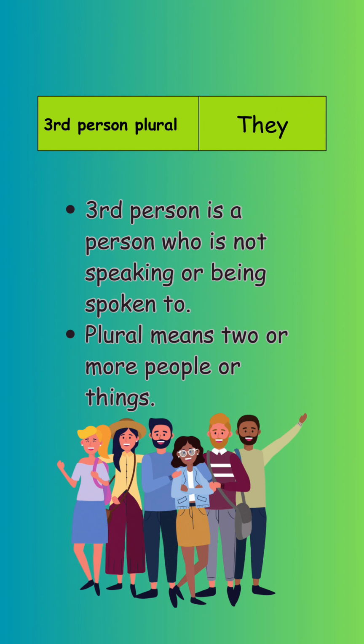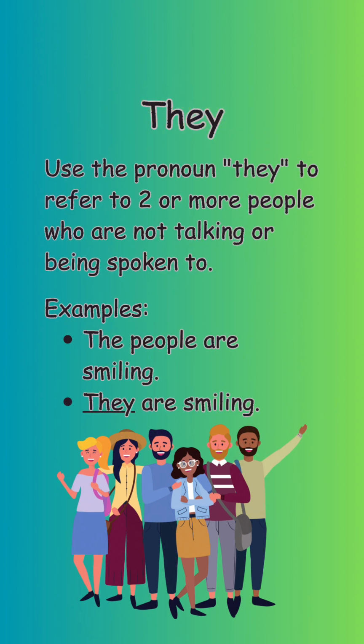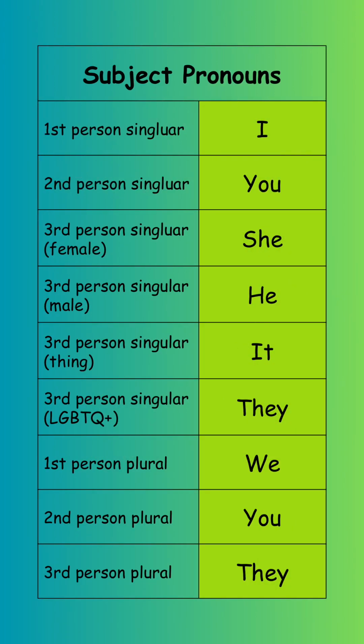Third person plural, they. Third person is a person who is not speaking or being spoken to. Plural means two or more people or things. They. Use the pronoun they to refer to two or more people who are not talking or being spoken to. Examples. The people are smiling. They are smiling. Just to review, here is a list of subject pronouns and their use.